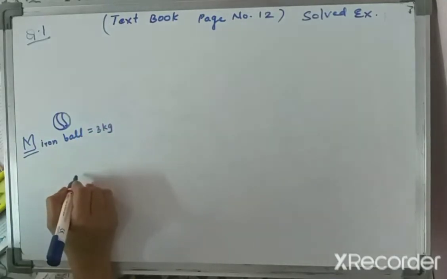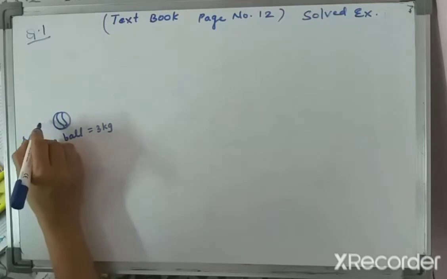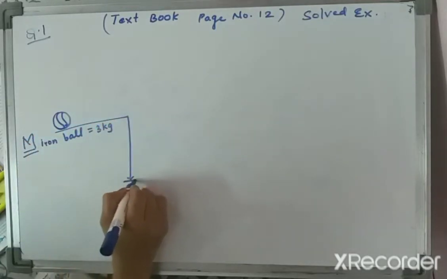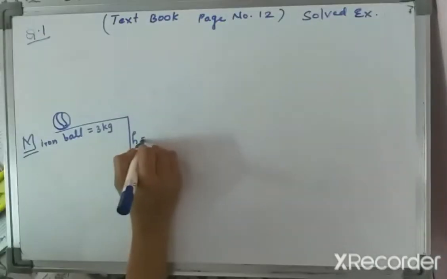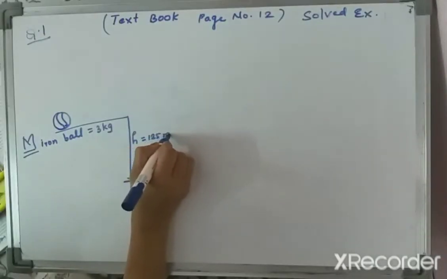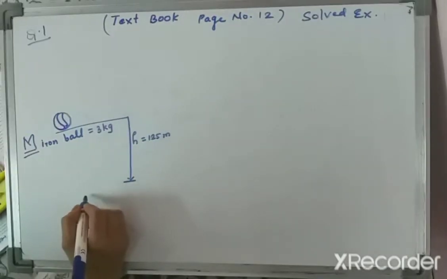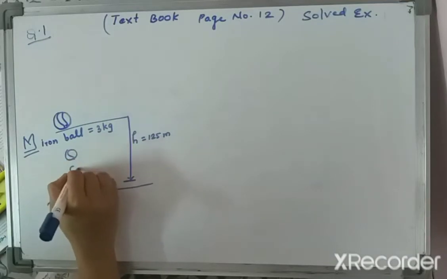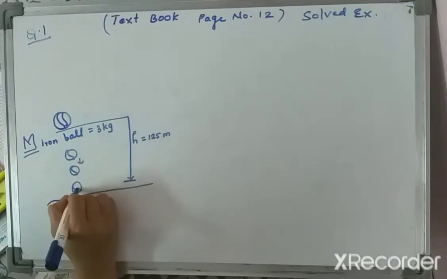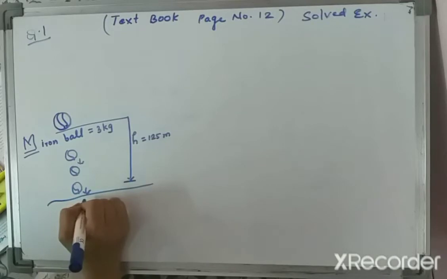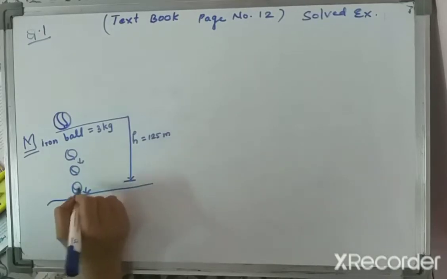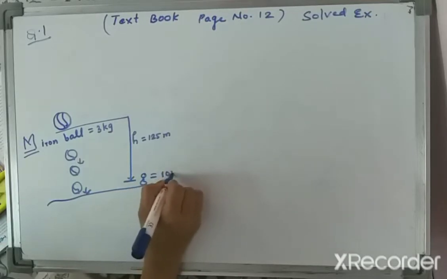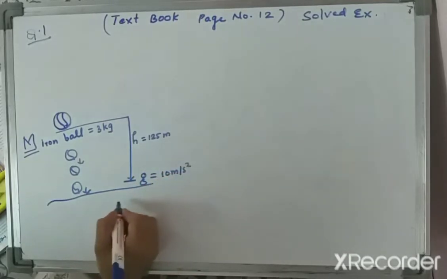And it is released from a height. This ball is kept at a height of 125 meters and falls freely on the ground. This is the ground, and this ball is allowed to fall down. Assuming that the value of g at this place is 10 meter per second square.